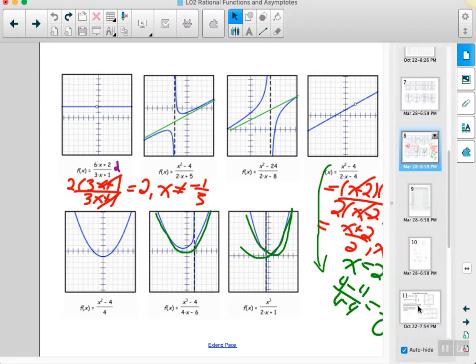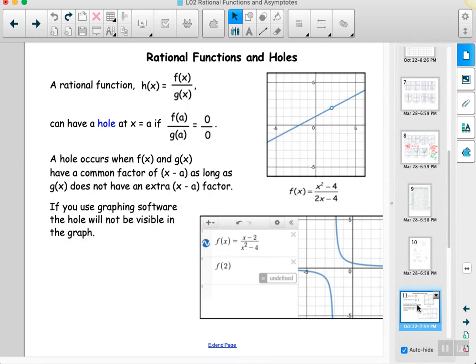All right, let's move back over to here. A hole is going to occur, as I showed you in that previous example. You have a common factor where something might factor out. When it factors out, there's a potential for a hole there. Now here's the dangerous side.